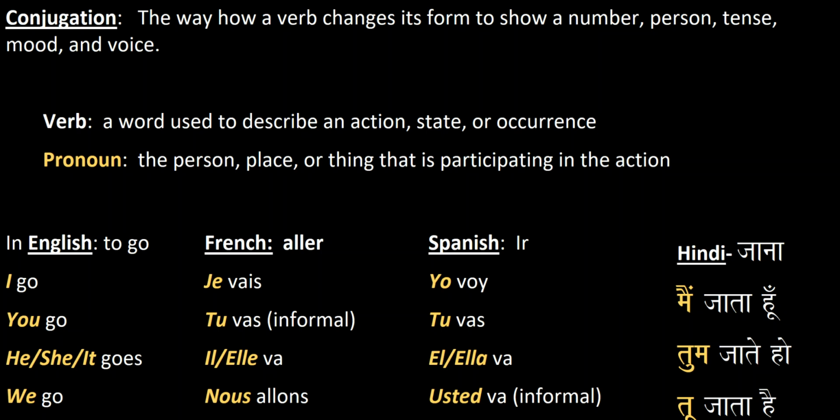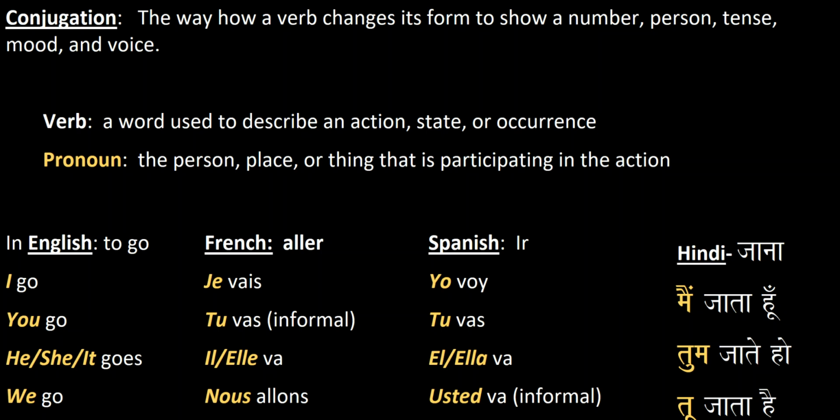That's the infinitive. But when you are using that verb, when you are talking about a person, place, or thing doing that action, the verb changes into different forms. Those different forms are called a conjugation. The person, place, or thing that is doing the walking, running, talking, sitting or standing is called your pronoun, and that's what I have highlighted here in yellow. So the verb is the action. The pronoun is the person, place, or thing that is participating in that action.